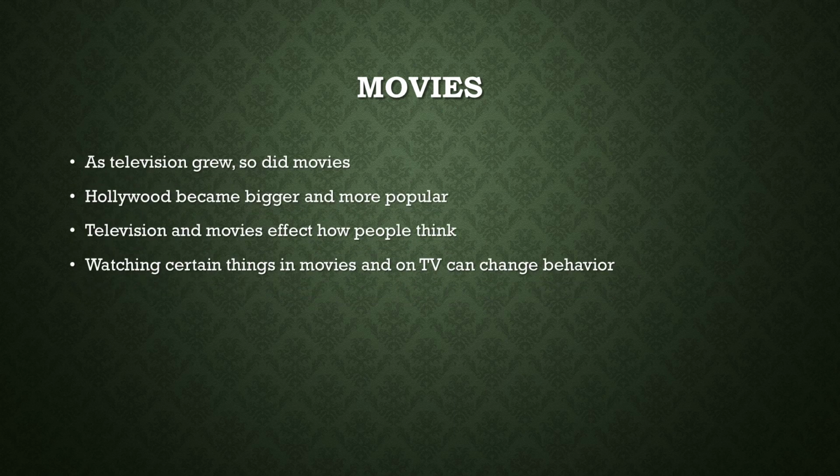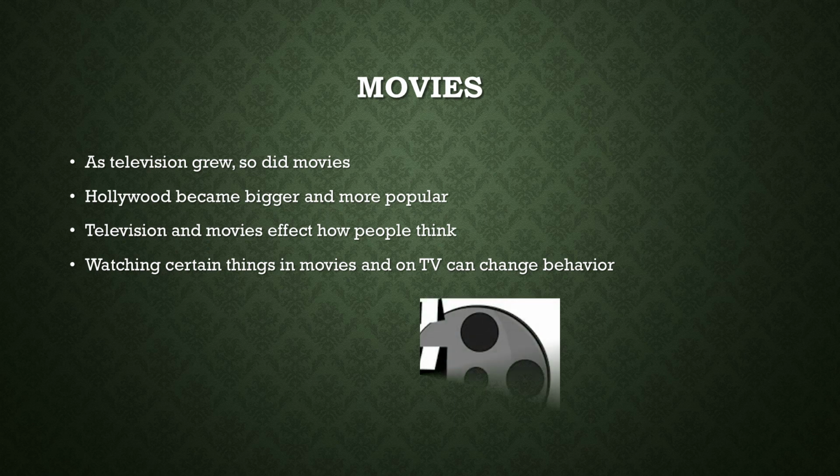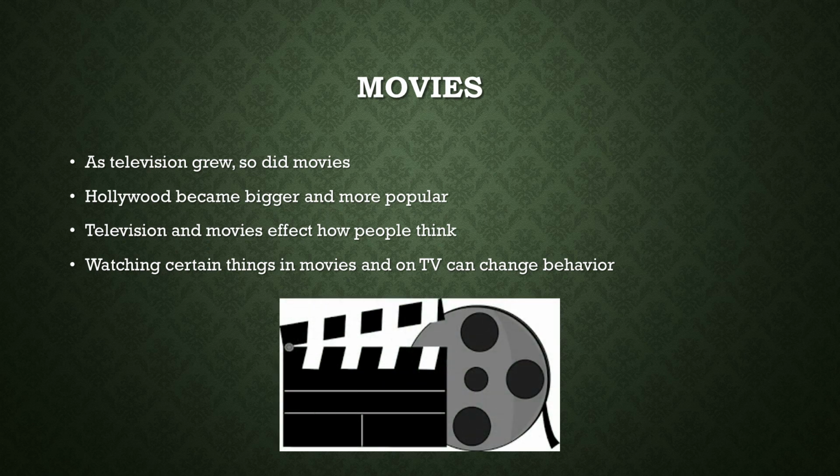As television grew, so did movies, and as time went on, Hollywood became bigger and more popular. Just like the radio and music, television and movies affect how people think and give them a great source of entertainment. It is believed watching certain things in movies and on TV can change behavior, especially in young children. It is common for parents to shield their children from the more violent or risky movies.